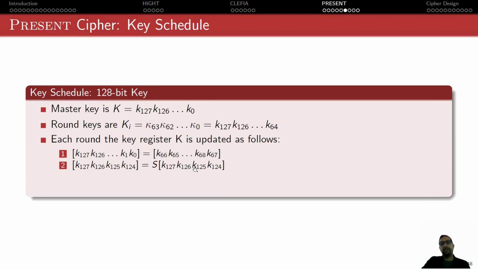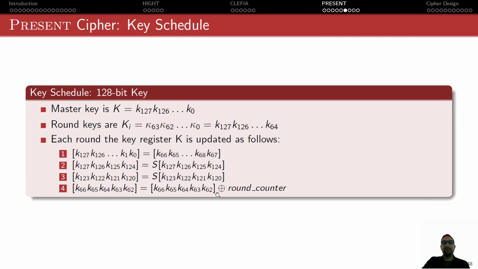Then apply an S-box to the leftmost 4 bits. Apply another S-box to the second leftmost 4 bits. Then add the round counter to these bits, in this case. So instead of using an 80-bit key, if you use a 128-bit key, you only add one more S-box operation, so you don't lose much time when you move on to this version. But of course, memory complexity increases just a little bit because you have to store more bytes now.